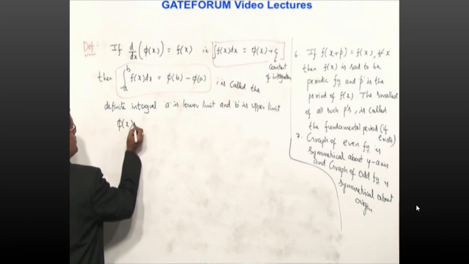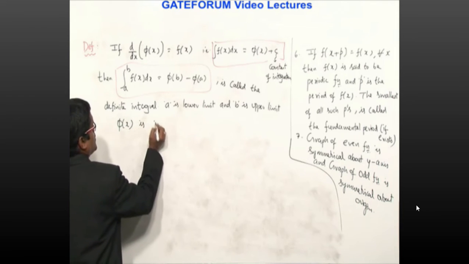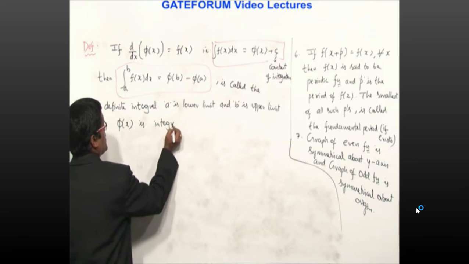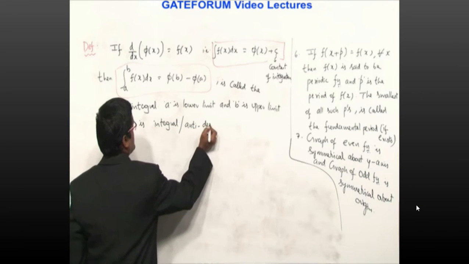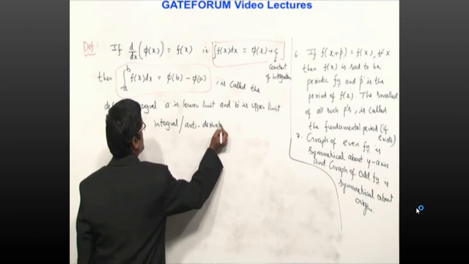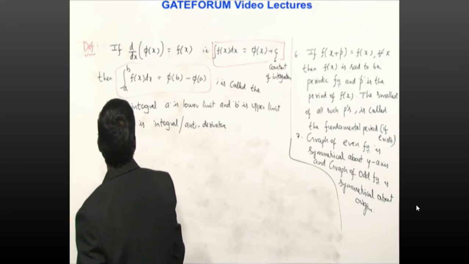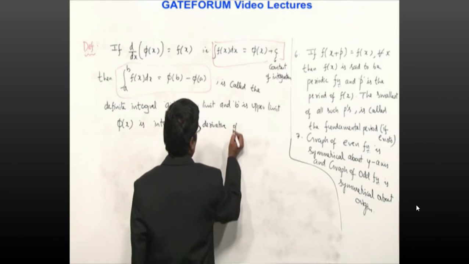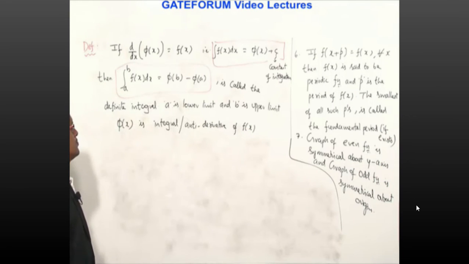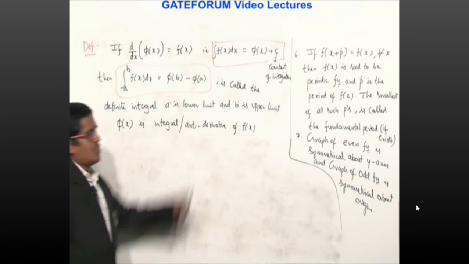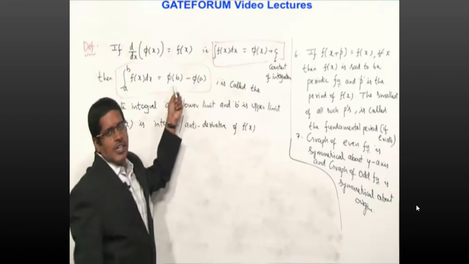Phi of x is the integral, or antiderivative, of small f of x. So this is the indefinite integral, and this is the definite integral.